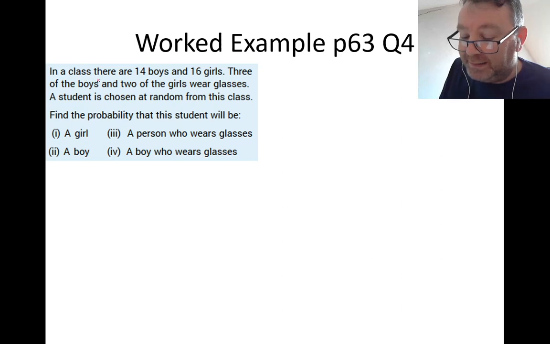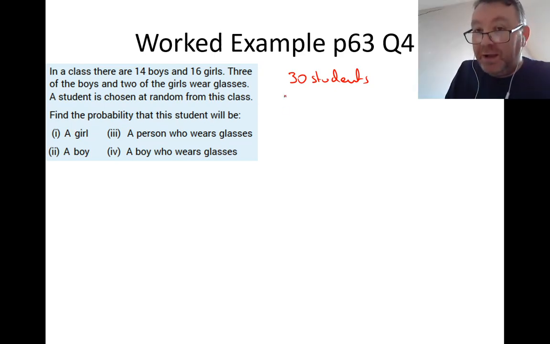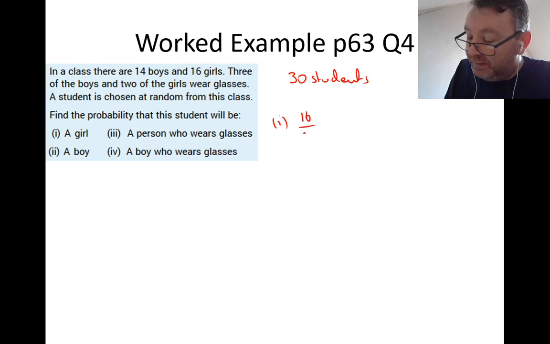First of all, in a class there are 14 boys and 16 girls. That's 30 students. Just keep that in mind, because that's everybody. So we put them together as a collective group. Find the probability that this student will be a girl. So out of the 30, how many are girls? Well, what are we told? There are 16 girls. So 16 out of 30, which is 8 over 15. And always break down your fractions, yeah?